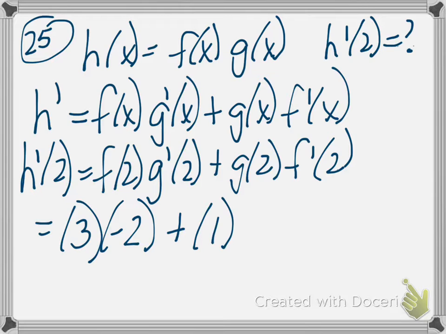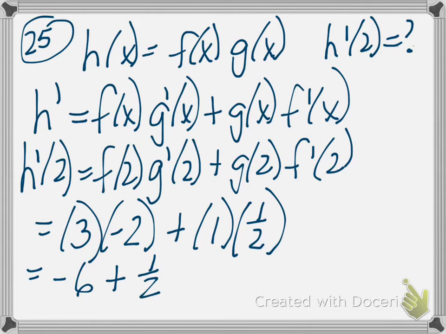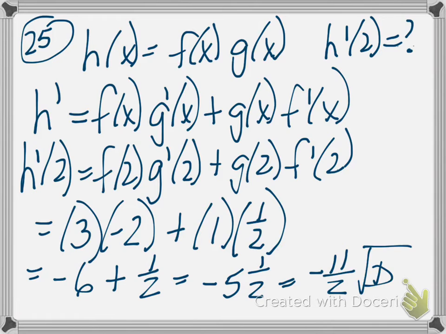And then you need f prime of 2, so on the f prime graph, you're going to look up at 2, figure out what the slope is. By counting up and over or using the slope formula, you should get 1/2. So you're going to get a -6 plus 1/2, because 1 times 1/2 is just 1/2. And this should give you a -5.5, which is equal to -11/2, and that was choice D.